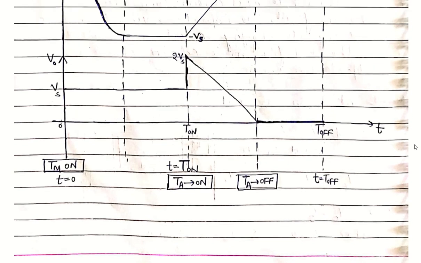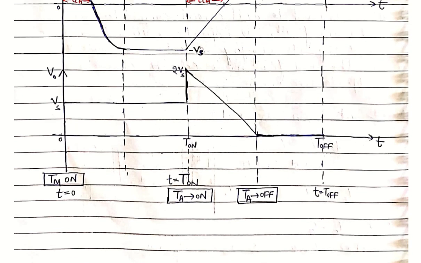So you see in the output voltage waveform, we want to calculate up to this whole time period T. If you want to calculate the average output voltage, up to T on time a rectangle will be there, and from T on to T off, this triangle will be there.